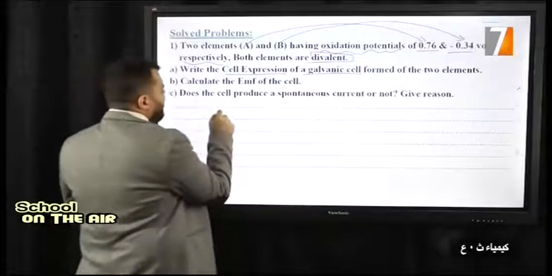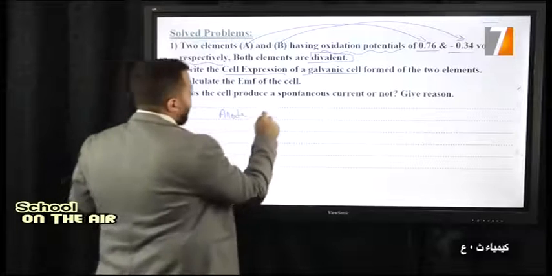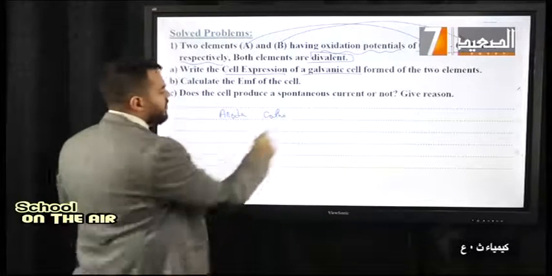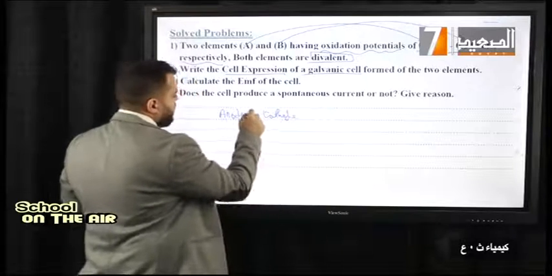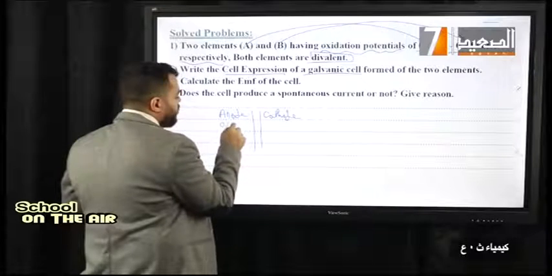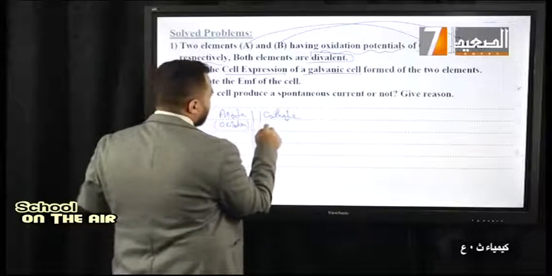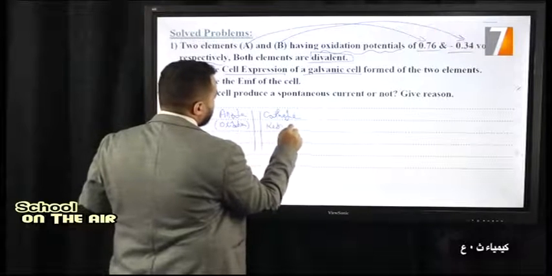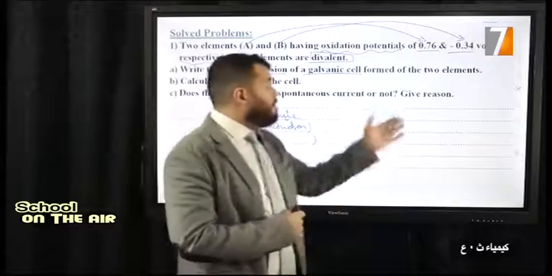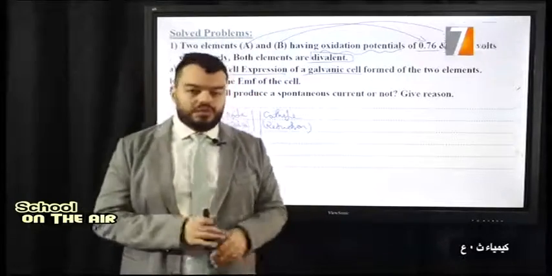Okay. The cell expression we studied at the last session. We have to write anode and cathode, and there is a salt bridge between them. At anode, oxidation takes place, and at cathode, reduction takes place. You have to choose which element of them, A or B, will be oxidized and which element will be reduced.